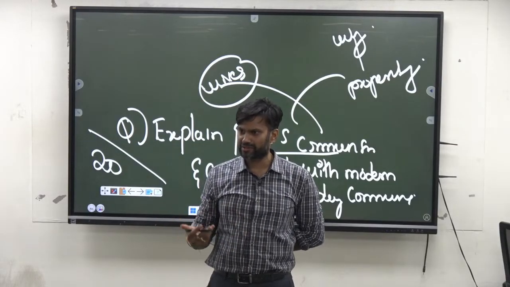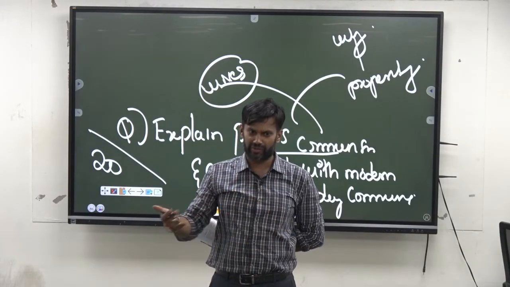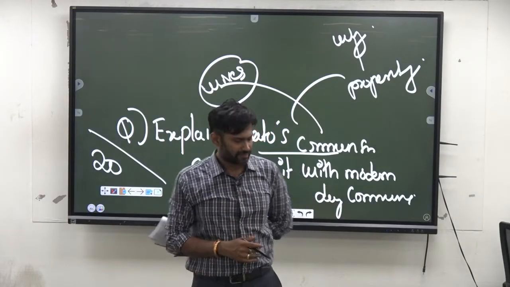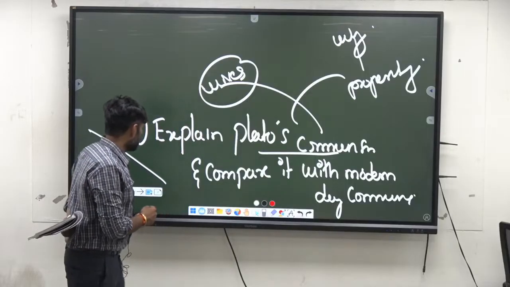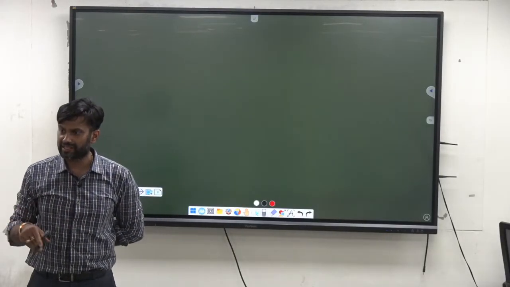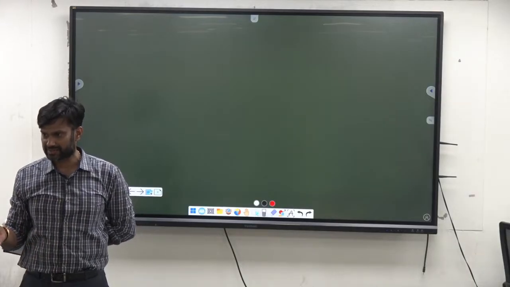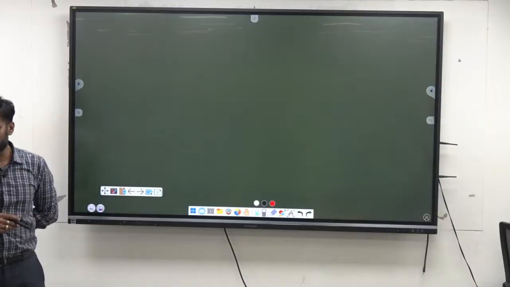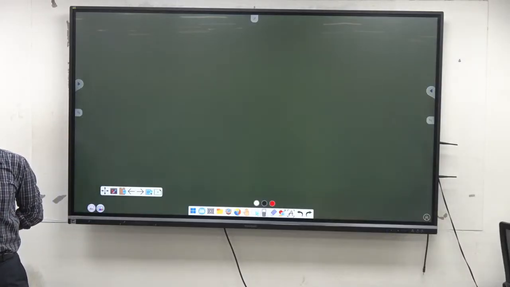That I need to explain. It's not exactly how it is in my notes. I will explain in my words why he gave this idea, what the significance of this idea is. Then I'll come to the second part of the question, because they're only asking to explain Plato's communism. They're not asking to analyze Plato's communism, so I don't need to go into critique. I just need to explain. But there is a second part of the question also. They're telling us to compare with modern day communism.